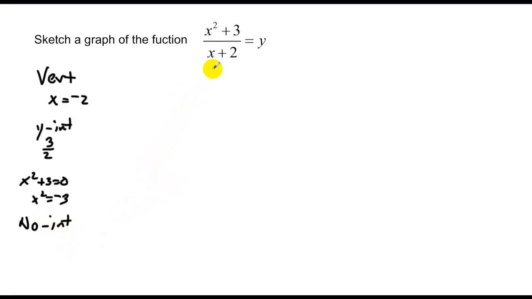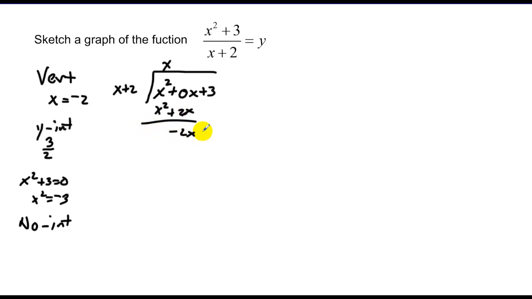And then we have to find our slant. So again, I have x squared, and I'm going to put my placeholder of 0x plus 3, long division with my x plus 2. That's an x and an x squared plus 2x. Subtract, negative 2x plus 3. And multiply, I get a negative 2. Have a negative 2x minus 4. And again, we said we don't need to worry about the remainder, so I'm just going to leave it. x minus 2 is our slant.